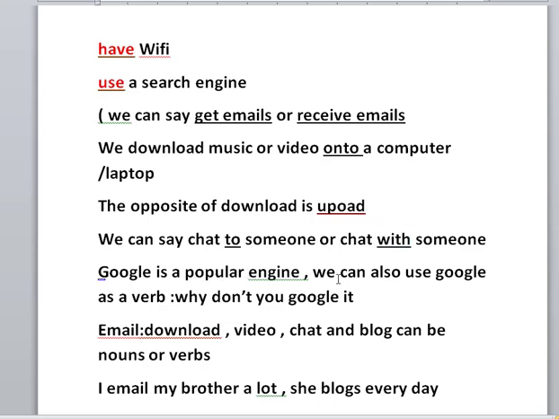Google is a popular search engine. We can also use Google as a verb. Why don't you Google it?